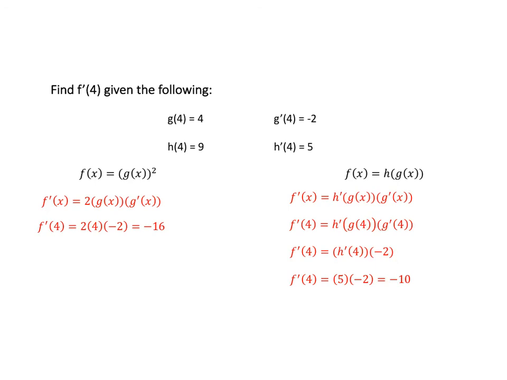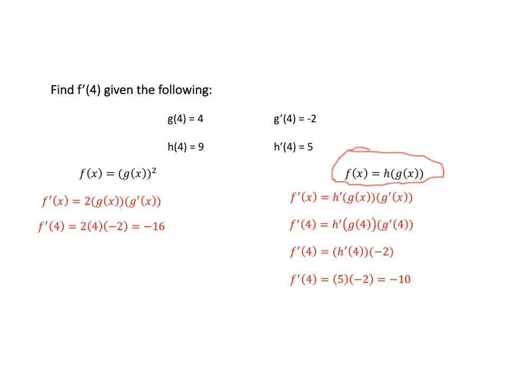All right, let's look at this other example. I've got f of x is equal to h of g of x, all right? Here's your typical chain rule, all right? So f prime of x is going to equal h prime of g of x times g prime of x. But we want to know the value where x equals 4, so I'm going to say f prime of 4 is equal to h prime of g of 4, parentheses, g prime of 4.